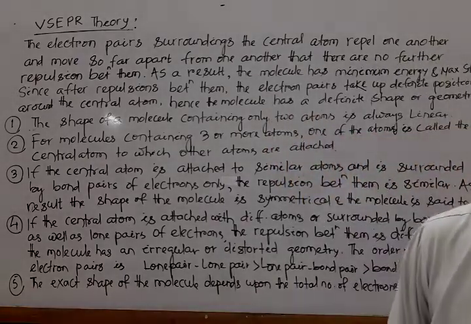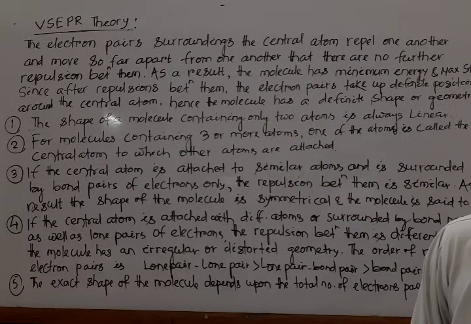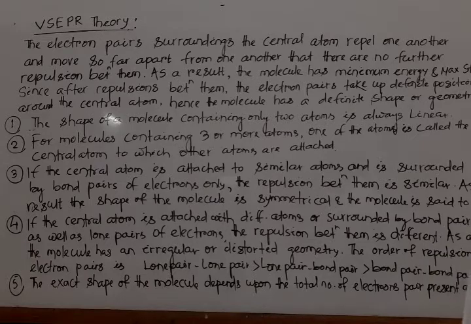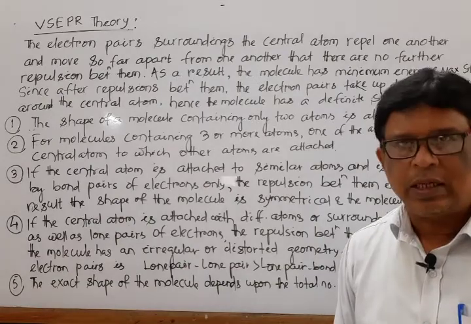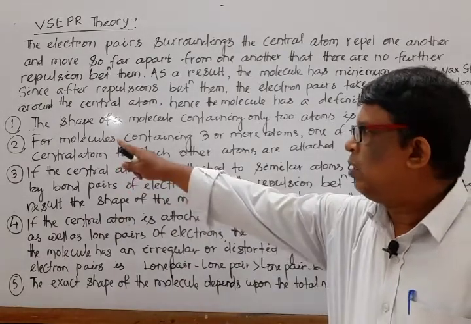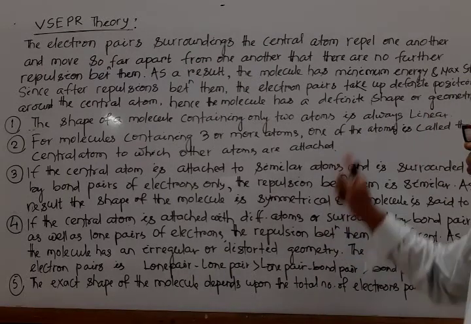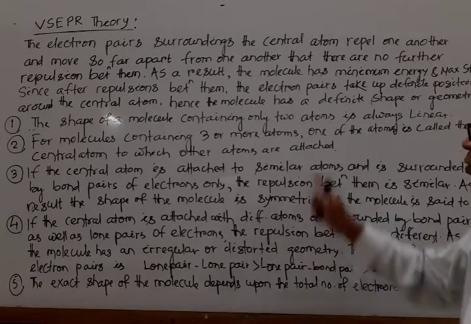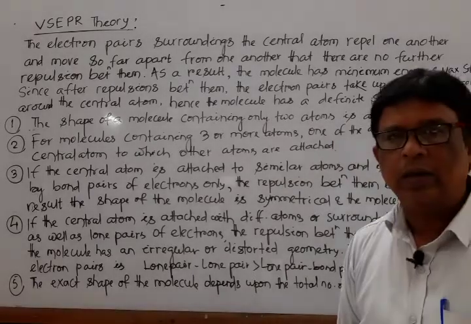Next, the above concept gives the following results which help to decide the shape of a molecule. Some points are there, mark that. Point 1: the shape of a molecule containing only two atoms. If a molecule has only two atoms, then it is always linear.